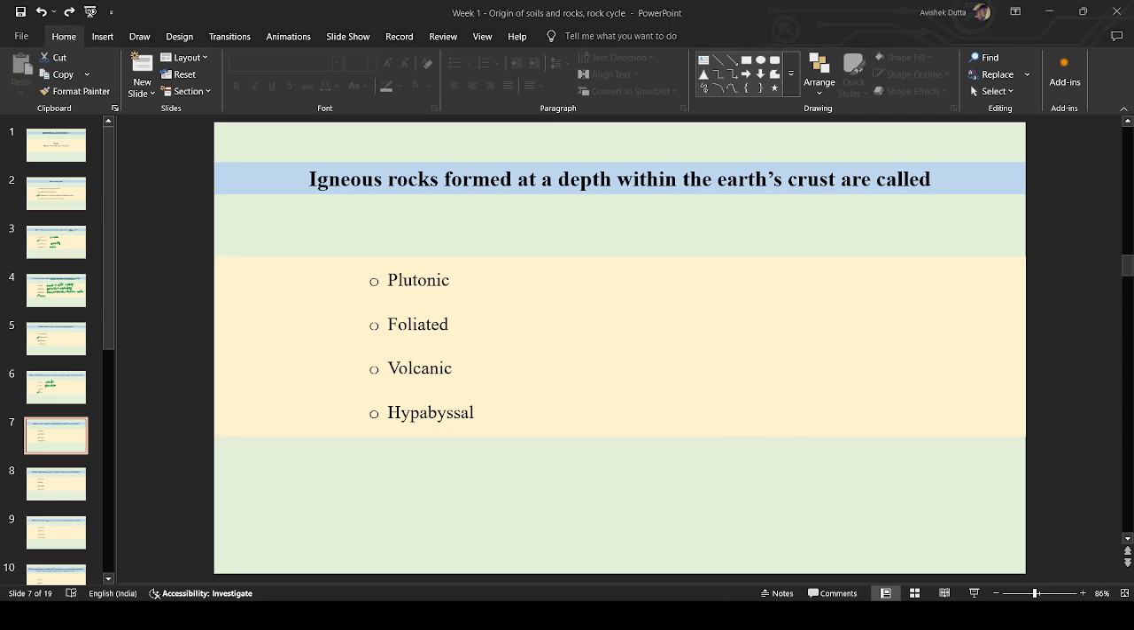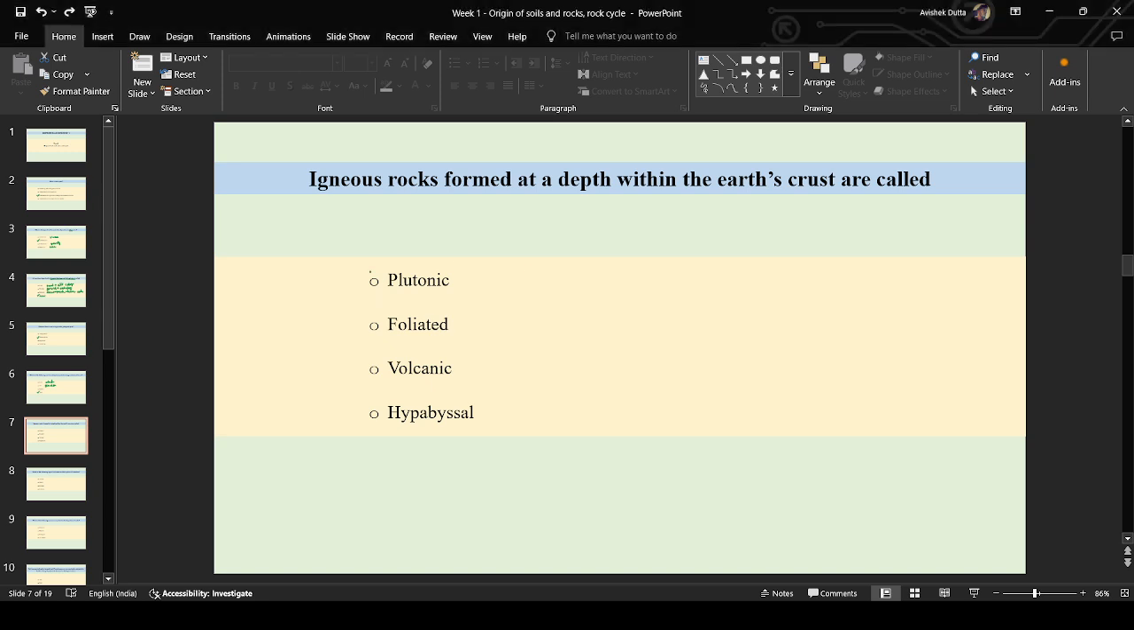Yes, plutonic is the right answer. Plutonic rocks are formed at a great depth. Volcanic at the surface, and hypabyssal rocks at intermediate depths, between volcanic and plutonic rocks. What are foliated rocks? These are not any type of igneous rocks. Foliations are formed due to structural changes, and are mainly found in metamorphic rocks. Metamorphism happens first, transformation of one rock type to the other, and then foliations are formed, and these rocks are called foliated rocks. So it is not a type of igneous rock. Igneous rocks formed at a depth within the Earth's crust are called plutonic rocks. Next question.